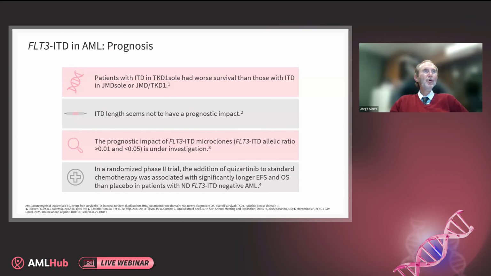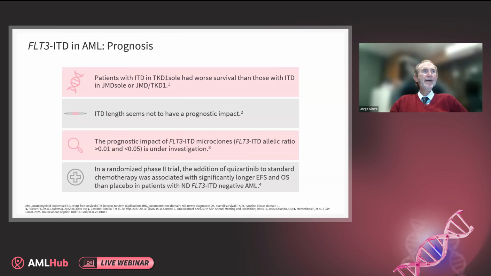Some details or more in-depth studies about the prognosis of FLT3-ITD in AML. So there is an important study from AMLSG by Rücker et al. showing that patients with ITD in the tyrosine kinase domain 1 had worse survival than those with mutation in the juxtamembrane domain or mutation in the juxtamembrane domain and TKD domain.